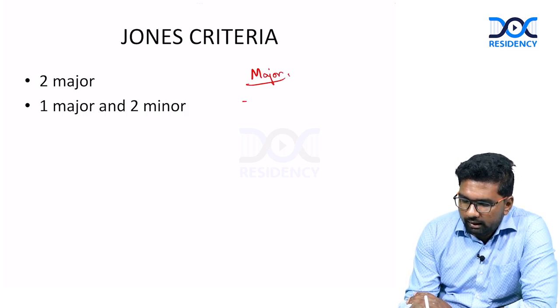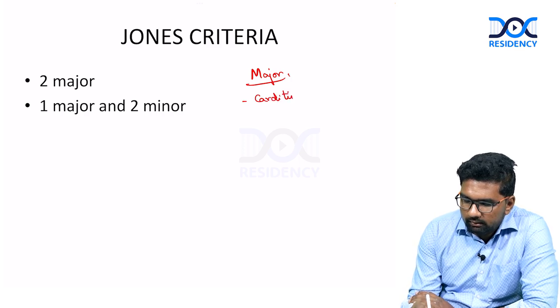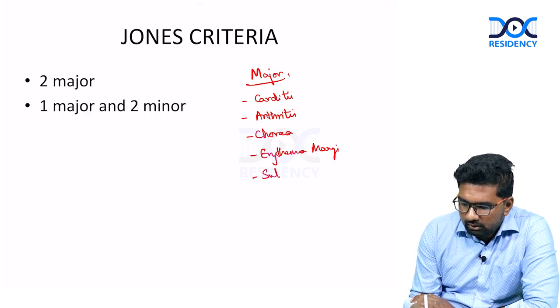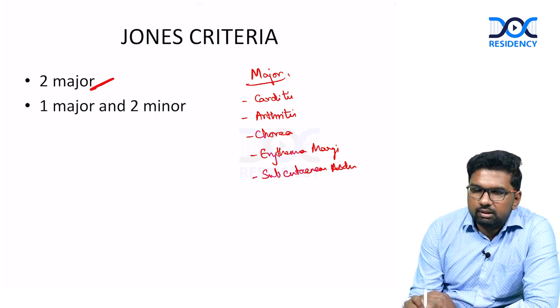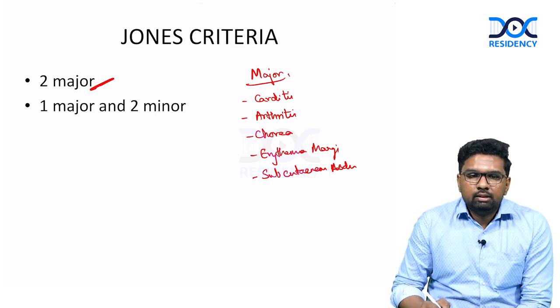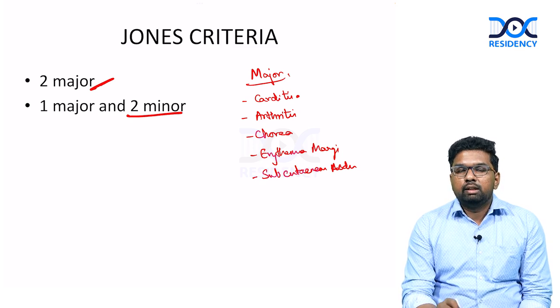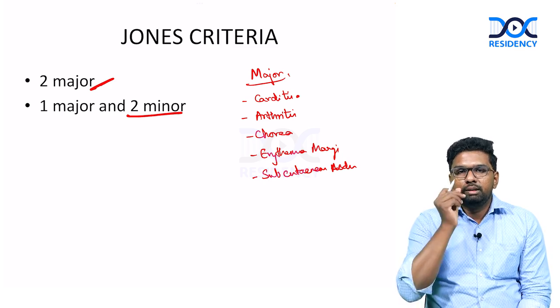First thing will be pancarditis, arthritis, chorea, erythema marginatum, and subcutaneous nodules. Of these five, if any two major criteria are present, then the patient is supposed to have rheumatic fever. And if only one is present, and two minor criteria are satisfied, like fever, malaise, arthralgia, generalized weakness, easy fatigability, then it is considered to be rheumatic fever.